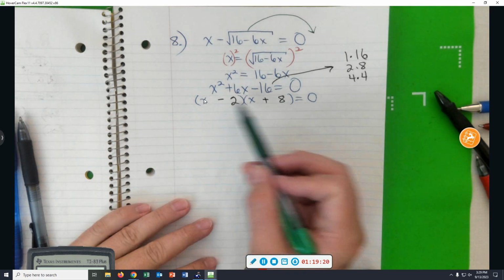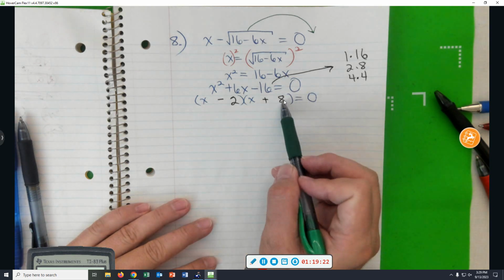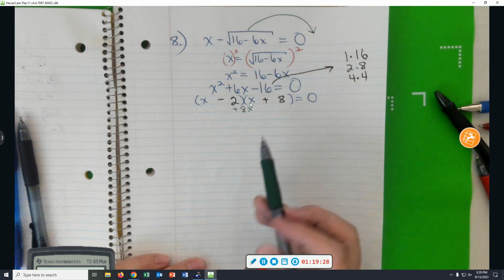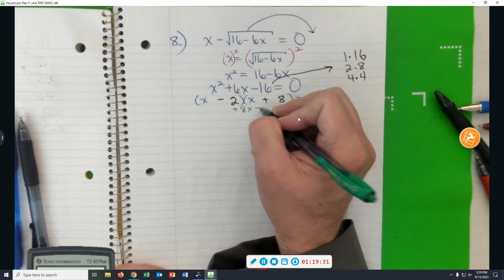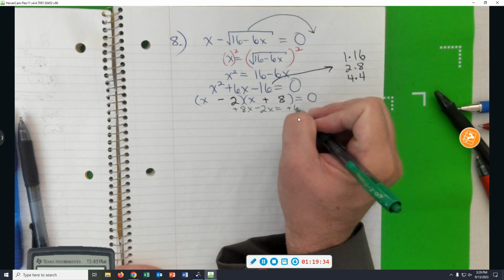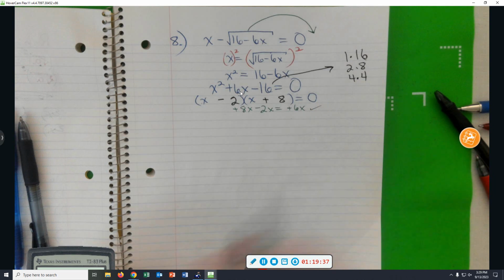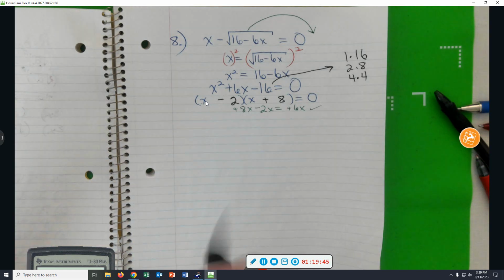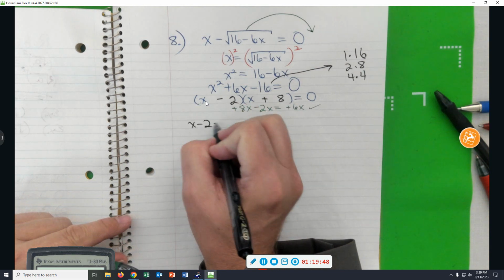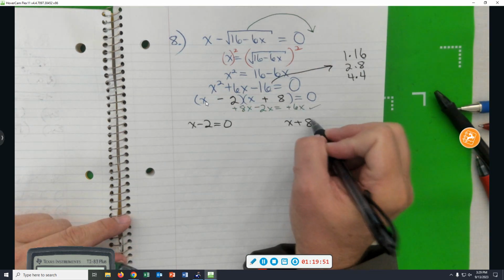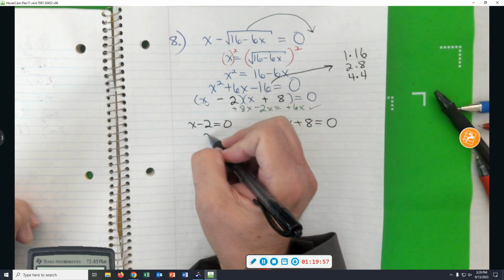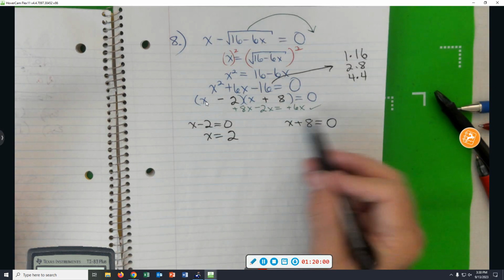What's the outer product? X times 8, that's a positive 8x. What's the inner product? Positive 8x minus 2x. Does that give us a positive 6x? Yes? That's what we needed. So that's the correct factorization. And now, set x minus 2 equal to 0 and x plus 8 equal to 0. Solving this first equation for x, we get x equals 2, and the other gives x equals negative 8.